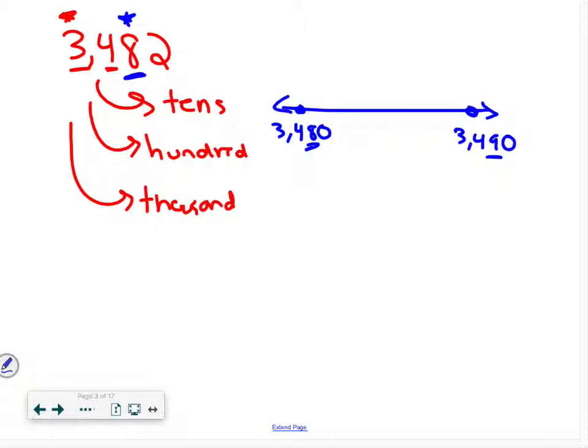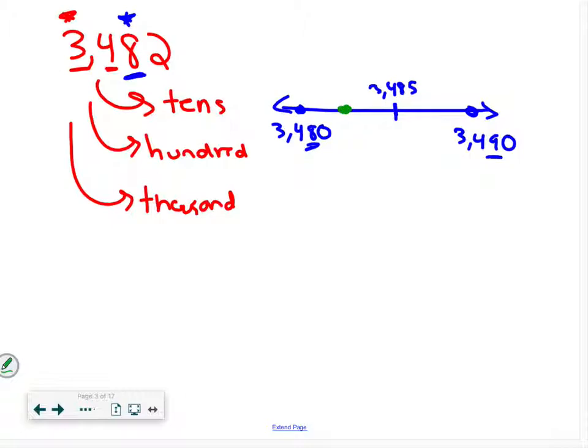Now, the next thing I need to decide is the halfway point. If I have 3,480 and 3,490, what's halfway between 80 and 90? I'm hoping that we realize that 3,485 is halfway between. Now I'm going to plot this point. Where would 3,482 go on this number line?